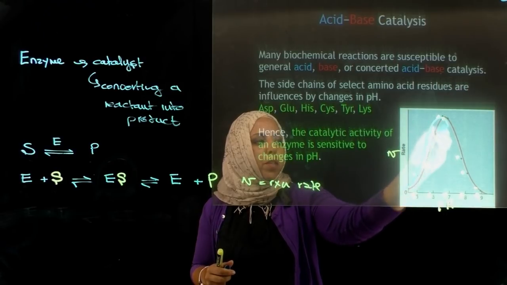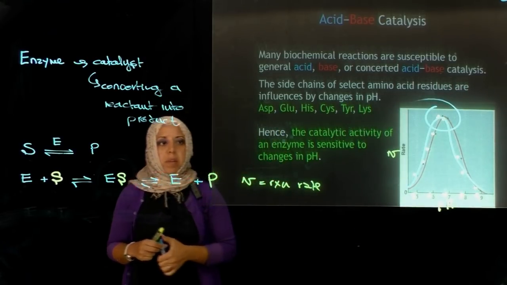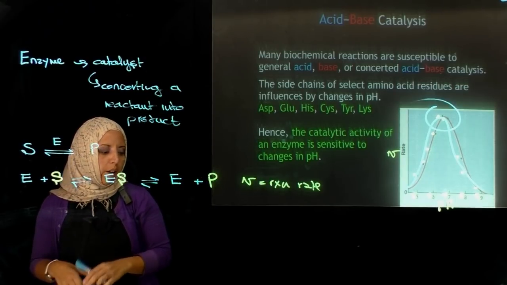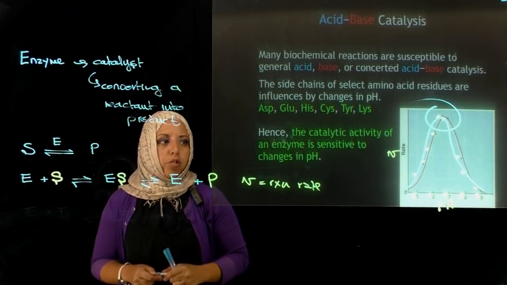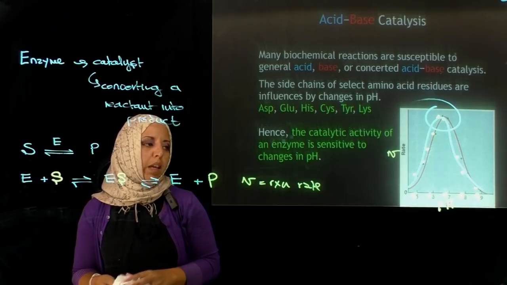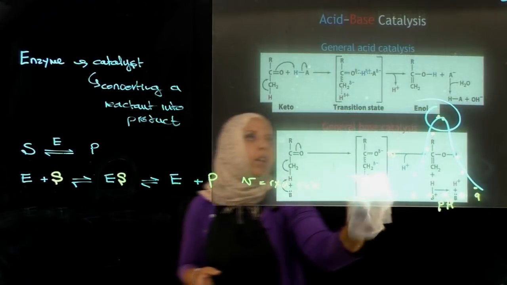We know that the optimum activity of the enzyme is around neutral pH, right? So it varies, but most are around neutral pH. And then if we're running a series of reactions, we know that we want the reaction conditions to be at the optimal pH of that given enzyme.